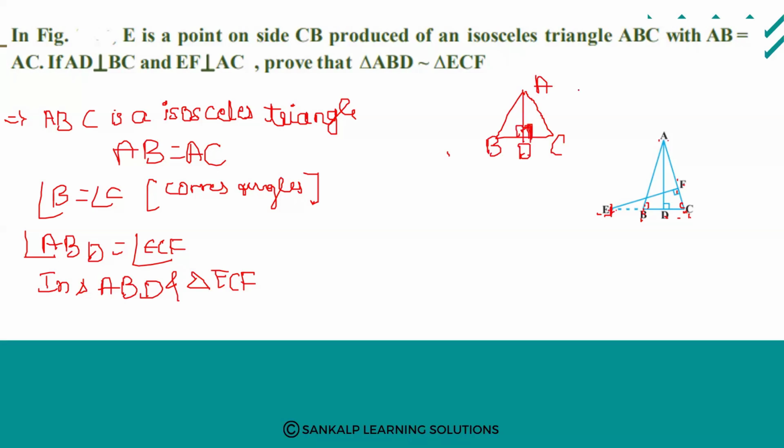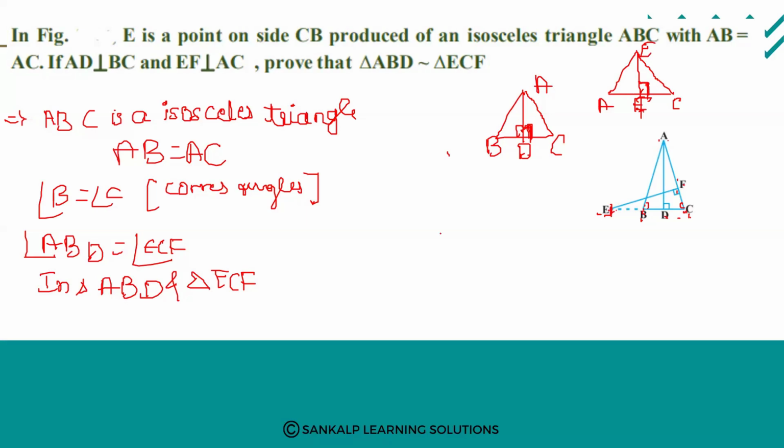Yes or no? So if you draw a perpendicular anywhere, it makes a 90 degree angle there. Yes or no? So like that, when you draw EF perpendicular to AC, that means AC is a base here. So EF perpendicular to AC also makes a 90 degree angle. That means D and F are 90 degree. Right?